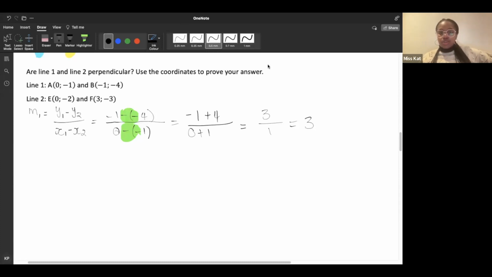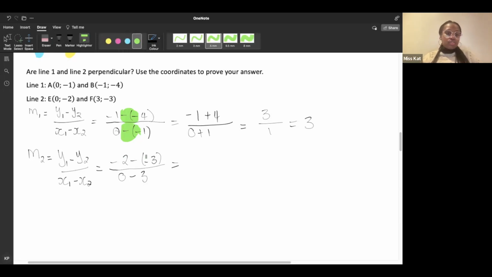There we go. Do you want to do the one for line 2 for me? Sure, ma'am. Okay, line 2, same formula, y1 minus y2 over x1 minus x2. Let's substitute. So it's going to be minus 2, minus bracket minus 3, over 0 minus 3.